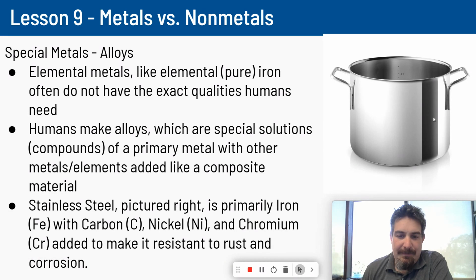Stainless steel, which we have a picture of here, we use it for cooking a lot or for certain tools. It's mostly iron, but there is carbon, nickel, and chromium added, which make it resist rust and corrosion. That's why we use them for cooking.